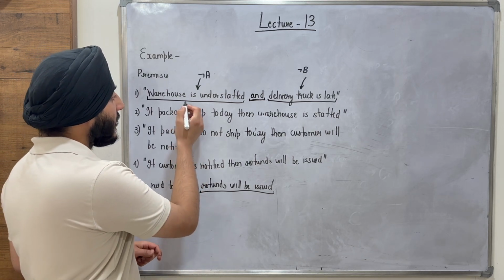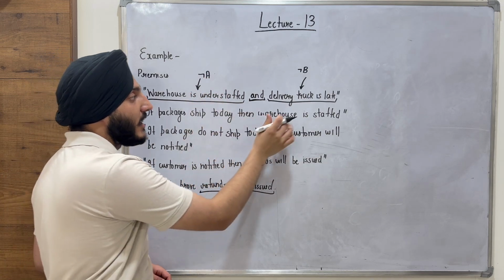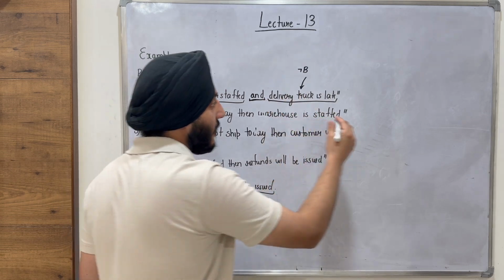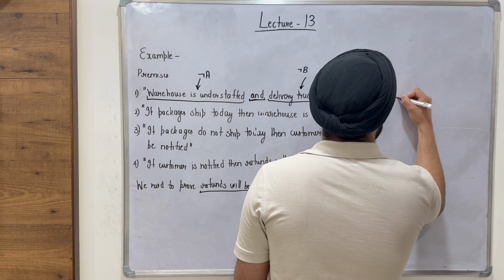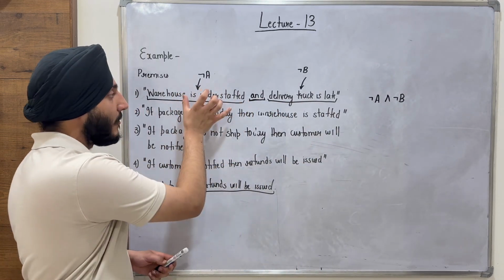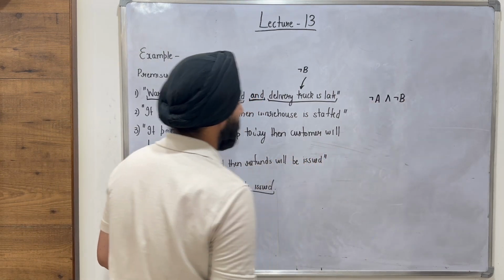So what I've done is I can represent this as the negation of A, a proposition negation of A, and this as a negation of B. So this entire premise, right, logically, that means negation of A and negation of B, right? So I've represented the first premise using a logical connective, right, which is negation of A and negation of B.